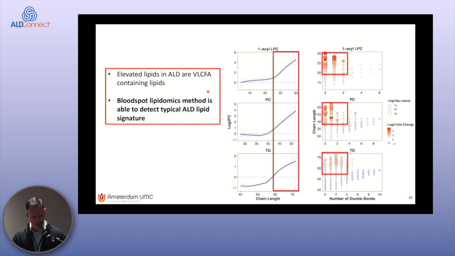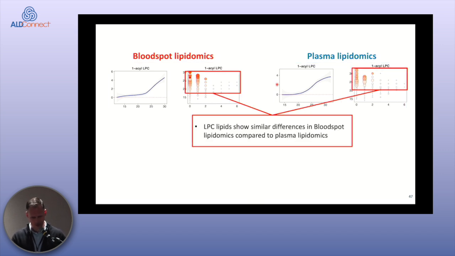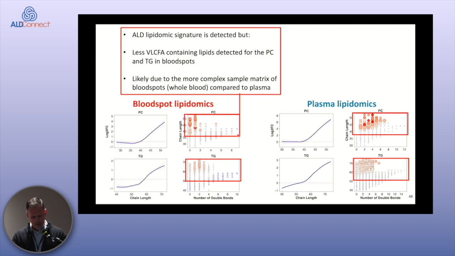Now, when we compare the results from our blood spot platform to our plasma study, we see that for LPC lipids, the differences between ALD and control are very similar. And when we compare PC and triglycerides, we see that in blood spot lipidomics, we're still able to capture that very characteristic ALD pattern. However, when you look at the bubbles here, you can see that we were able to detect slightly less very long-chain fatty acid lipids compared to the plasma lipidomics. And this is likely due to the more complex sample matrix of blood spots, which uses whole blood compared to plasma.